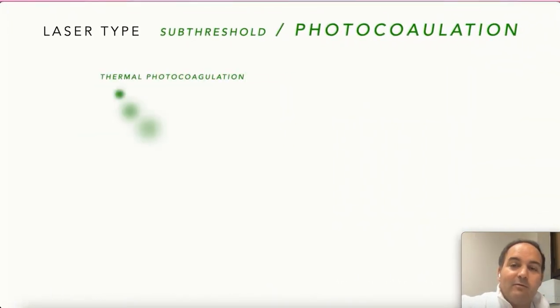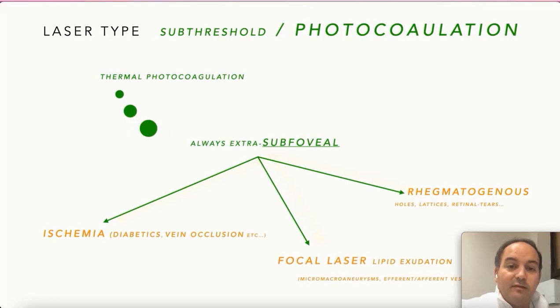So what about the photocoagulation therapy? Well, there's nothing new about the photocoagulation. As you already know, you can treat ischemic areas that you could have in diabetics, in vein occlusions, etc. Or you could use it as a focal laser to get rid of lipid exudation from microaneurysms, to treat efferent or afferent vessels, or you could treat rhegmatogenic lesions such as retinal tears, holes, or lattice.